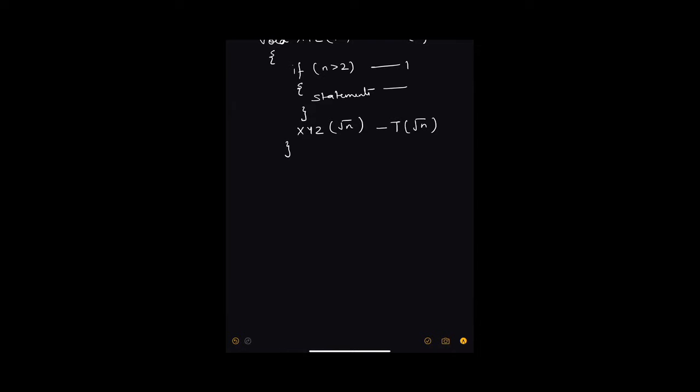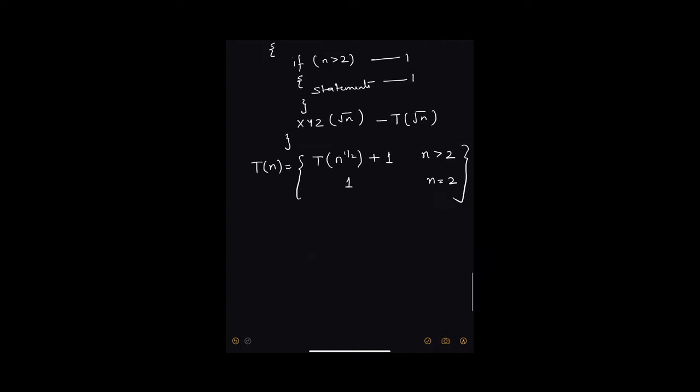This takes 1 unit of time, this takes 1 unit of time. So the recurrence relation that I will be getting is T(n) equals T(n raised to the power of 1 by 2) plus some constant for the values greater than 2, and for the values equal to 2, let's suppose I'm having a result as 1. I have to solve this. See, now my function was T(n) equals T(n raised to the power of 1 by 2) plus 1. This is my equation 1.